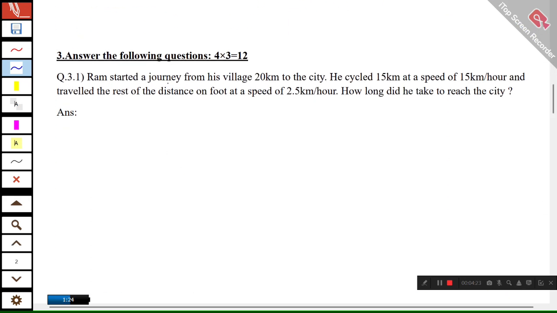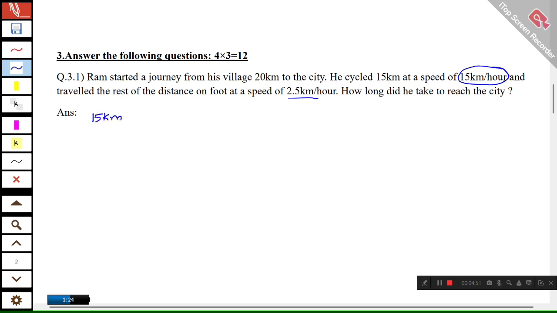Ram started a journey from his village 20 km to the city by cycle 15 kilometer at the speed of 15 km per hour and travel the rest of the distance on foot at 2.5 kilometer per hour. How long did he take to reach the city? How long? Time. Time.